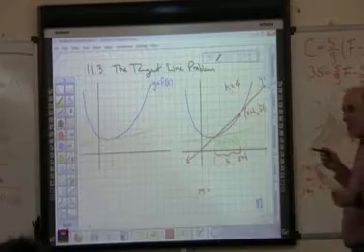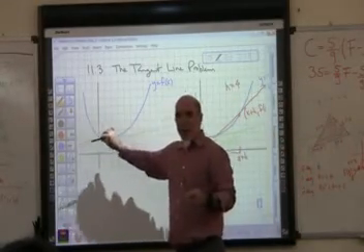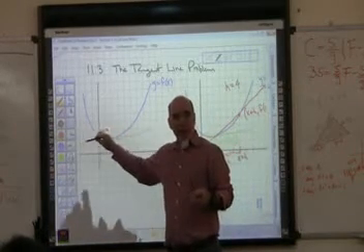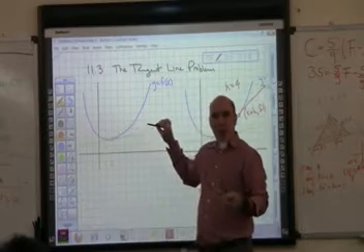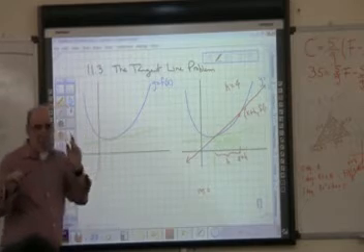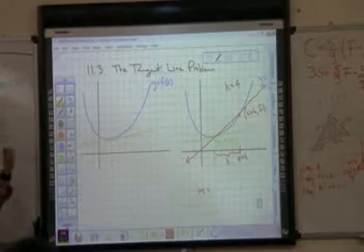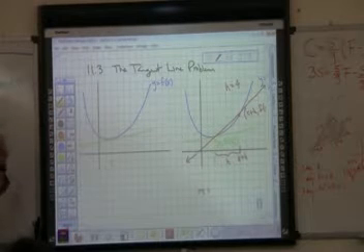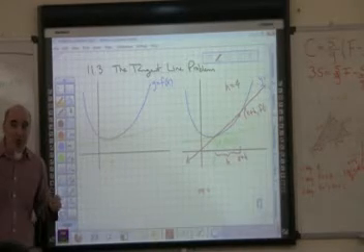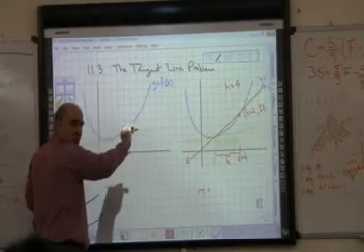Now, it's natural for us to think about this green line as having a rate of change. That's very natural for us to think about. But we also want to think about the blue graph having a rate of change as well. And the rate of change of the blue graph is constantly changing. The green graph, the rate of change is constant.